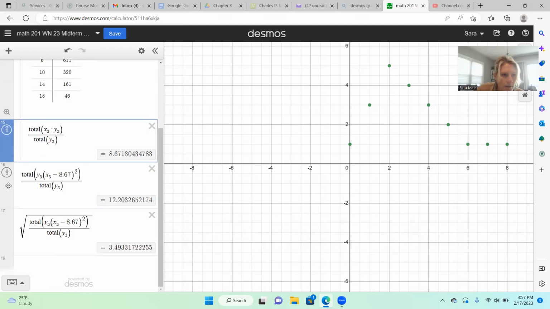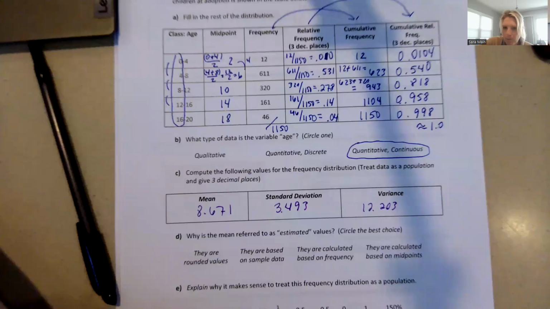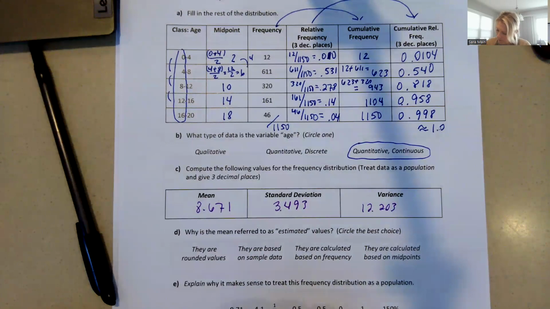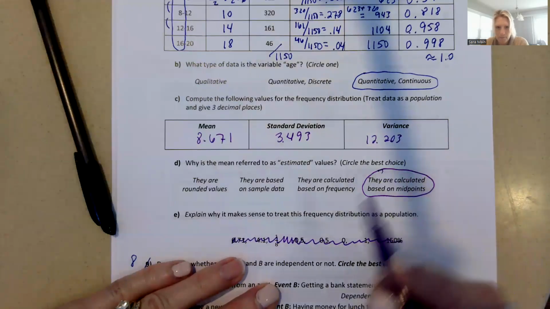So I'm going to take us back to the paper so you can see what I wrote on my paper here. Okay. D says, why is the mean referred to as estimated values? And that is because they are calculated based on midpoints. We don't have raw data.